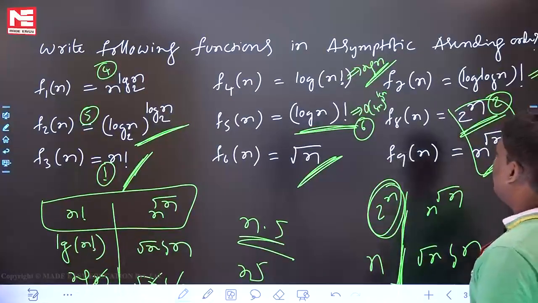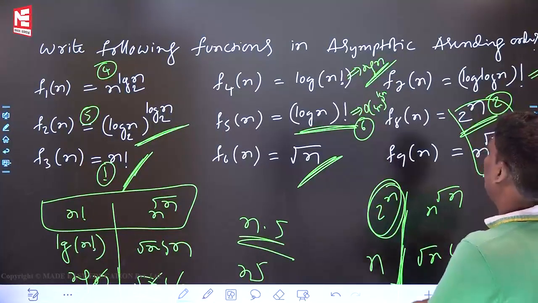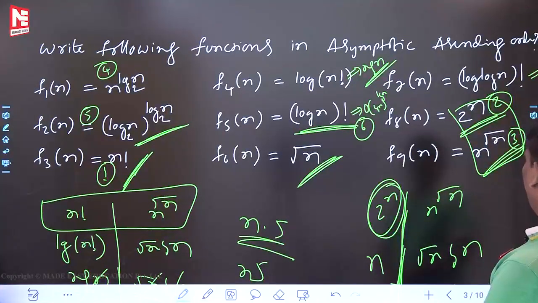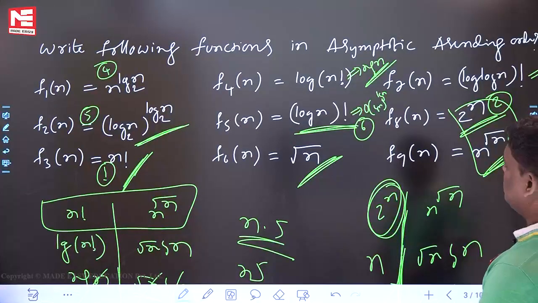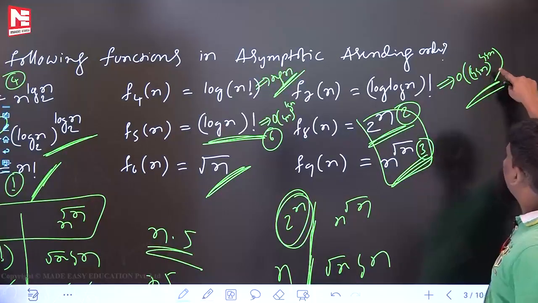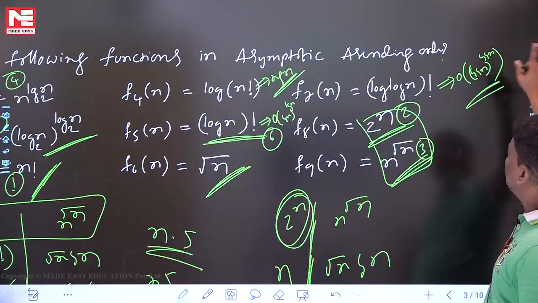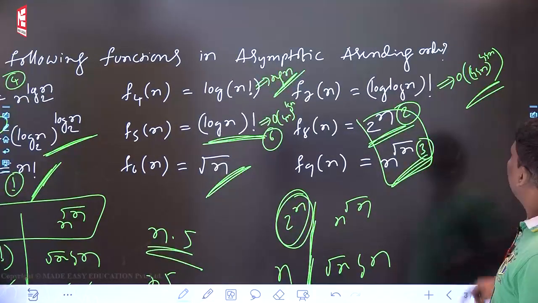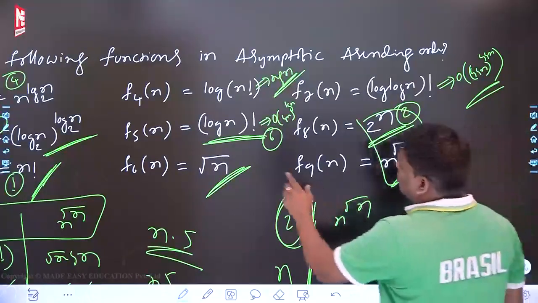If there is any difference, definitely within a few minutes you will get it. Don't worry. Next one. What about log n factorial? The upper bound is going to be (log n) to the power log n. That is fine.